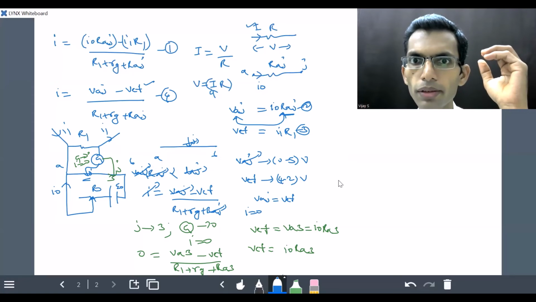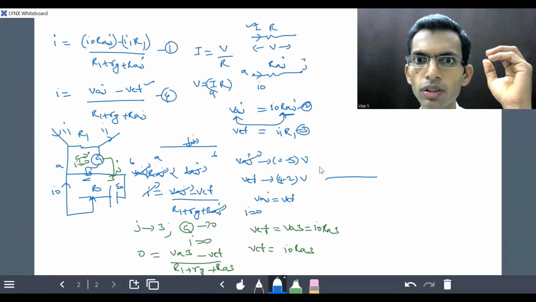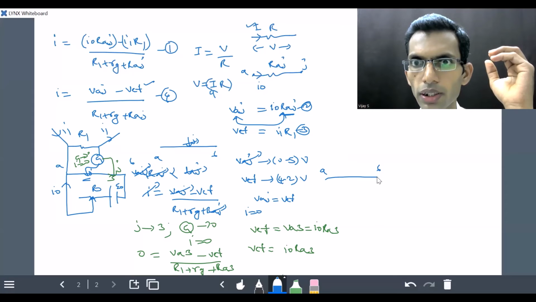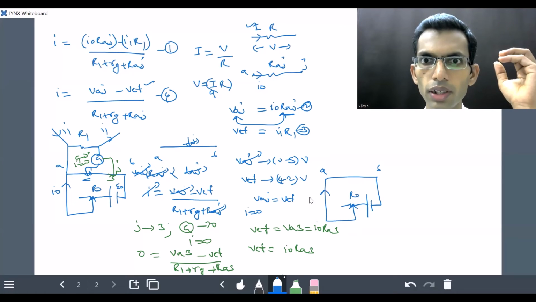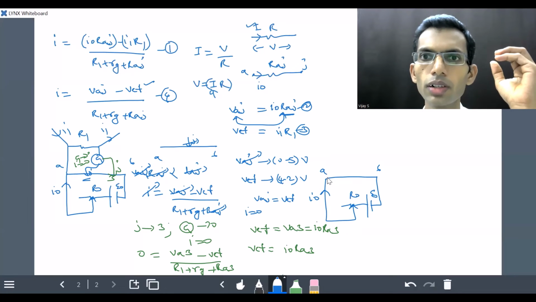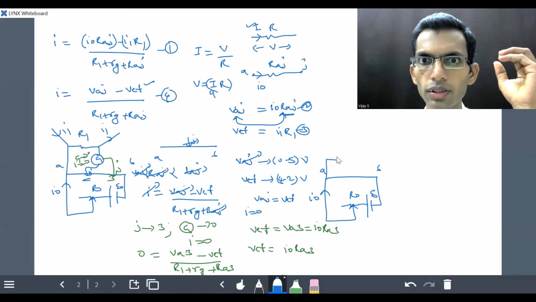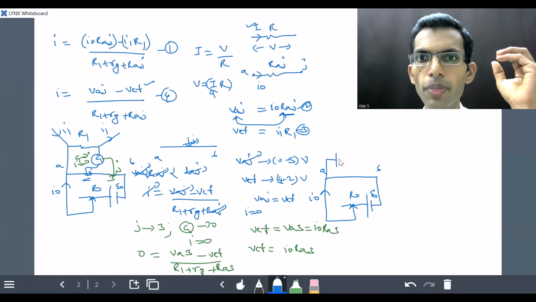Now you can see this part of the circuit, the main circuit, is going to remain the same. So the same current I0 will flow through here. In place of resistor R1, we use a standard cell like this, and the same galvanometer is used.